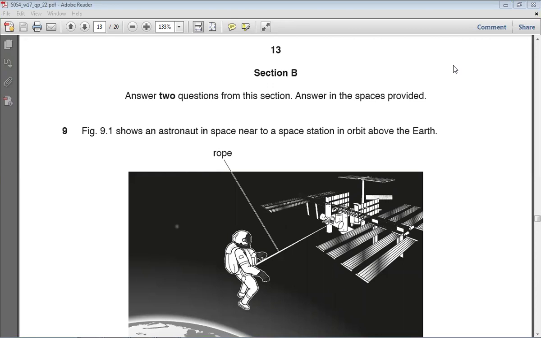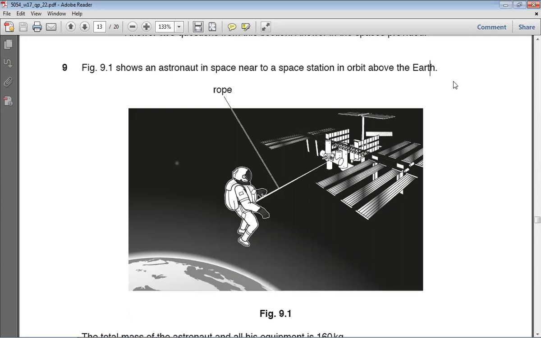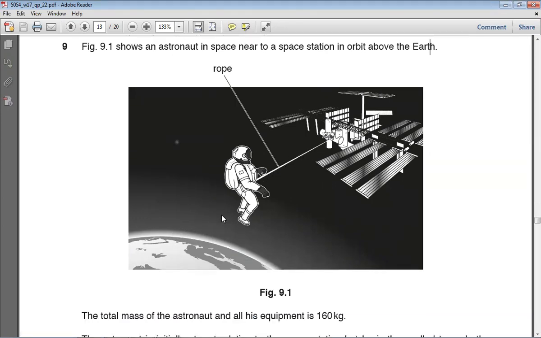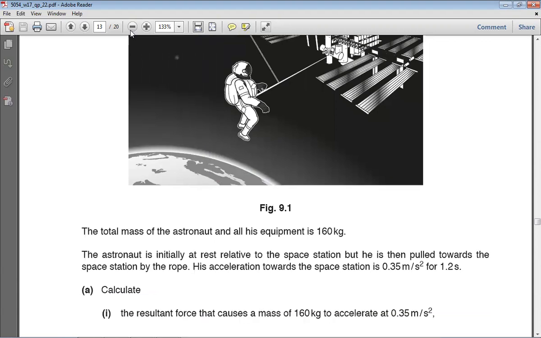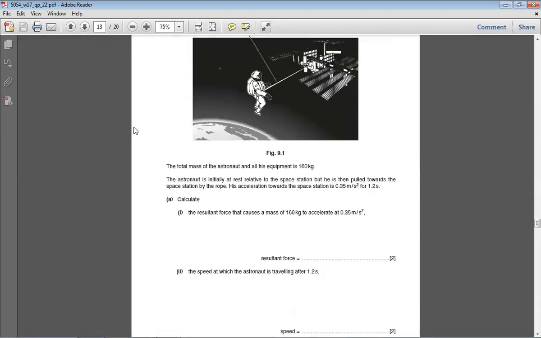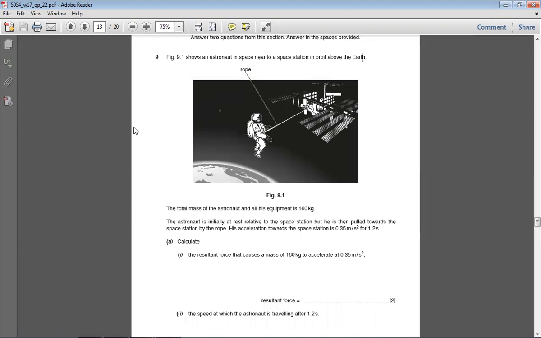So, October November 2017, Physics 5054 22, section B of this paper. Question number 9 is showing up on your screen. It says figure 9.1 shows an astronaut in space near to a space station in orbit above the Earth. Here you can see an astronaut tied to this space station with the help of this rope, and he's outside the space station. Let me reduce the size so you can see this remarkable photo. The total mass of the astronaut and all his equipment is 160 kg.